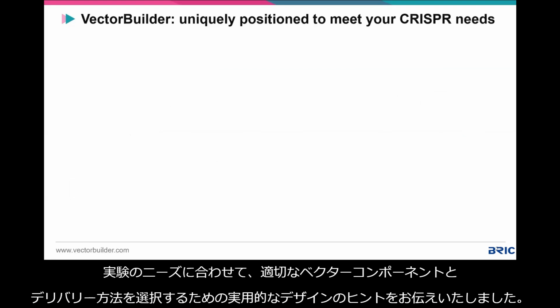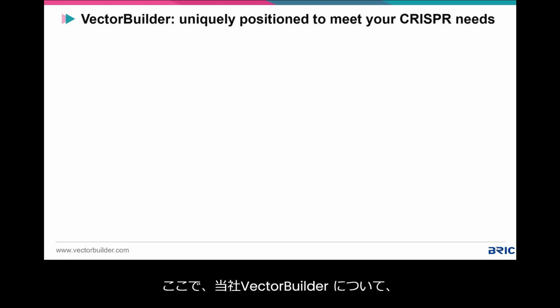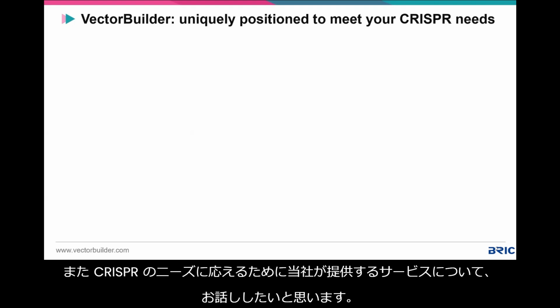Okay, hopefully I have given you an overview of experimental tips and practical design tips for choosing the right vector components and choosing the right delivery methods for your experimental needs. I want to take a minute to talk about VectorBuilder and the things that we offer that can help you with your CRISPR needs.